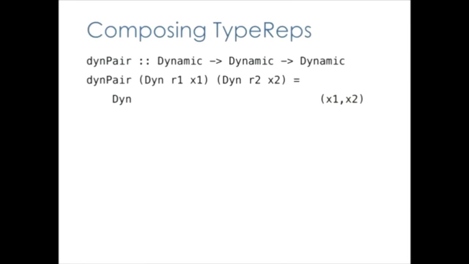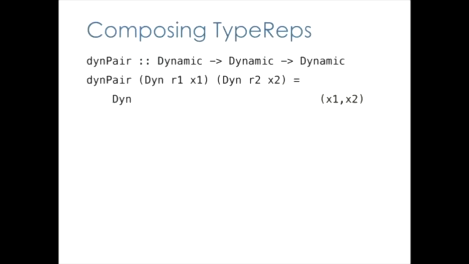So here are our two dynamic values. The first one has representation R1, value x1. The second one, representation R2, value x2. We want to create a Dynamic where the value is the pair of x1 and x2 together. But what representation do we put here? And I want to answer this question in two different ways, just to demonstrate some things that you need from these runtime type representations.